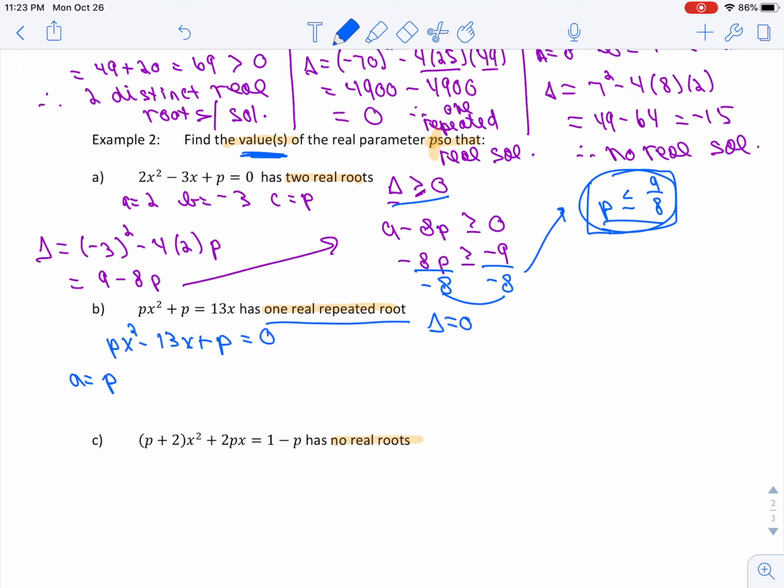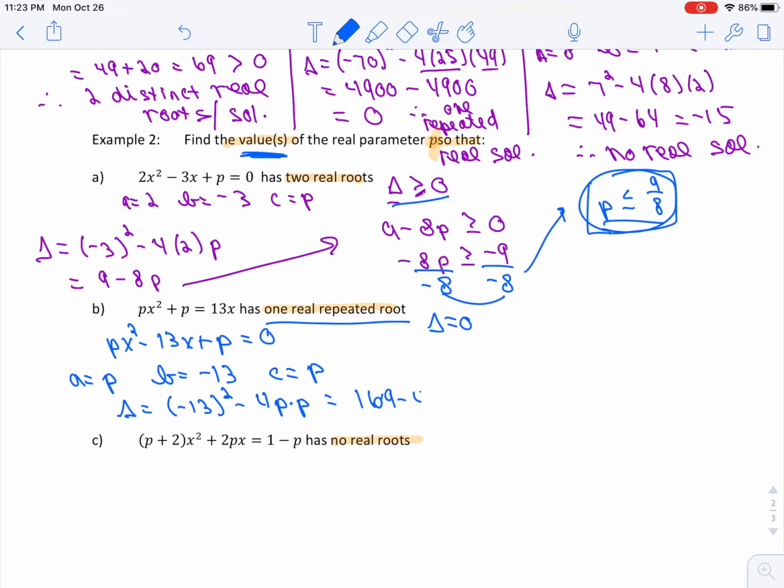So we can see that a, the coefficient of x squared, is p, b, the coefficient of the x term is -13, and c, the constant, is p. And so in this one, the discriminant is b squared, so -13 squared, minus 4 times a, which is p, times c, which is also p.